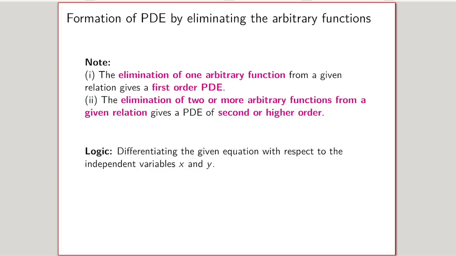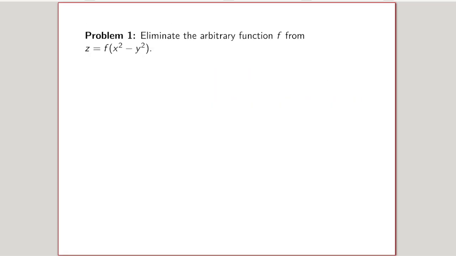So the logic behind doing this problem is we have to differentiate the given equation with respect to the independent variables x and y. Also, I'll be using the abbreviation AF for arbitrary functions. So let us see the first question. Eliminate the arbitrary function f from the relation z equal to f of x squared minus y squared.